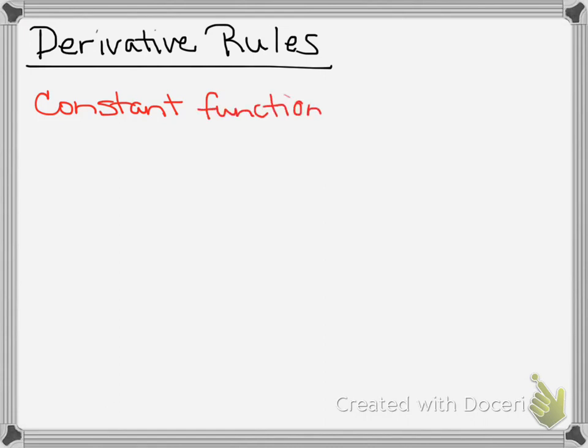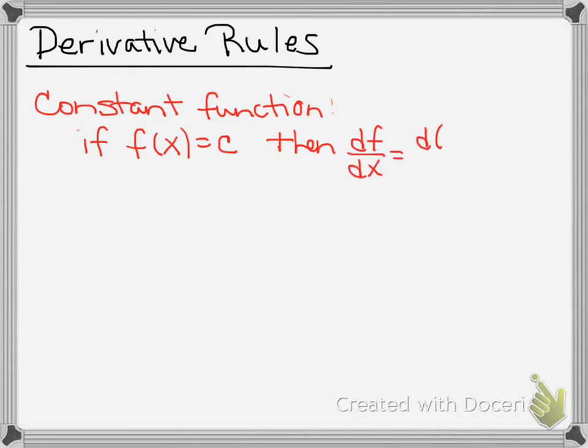When you have a constant function, we say that if f of x equals some constant c, then the derivative of f with respect to x, which could also be written as the derivative of c with respect to x, is 0, because the slope of our constant function is 0. It's just a horizontal line.